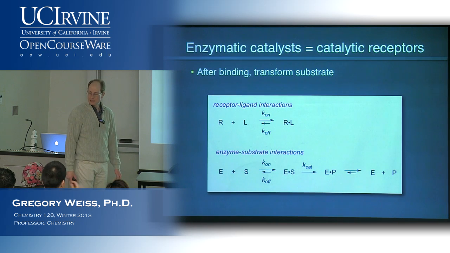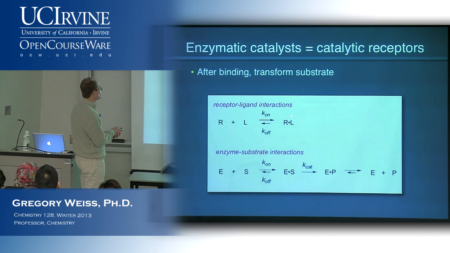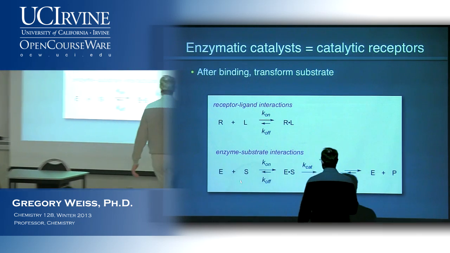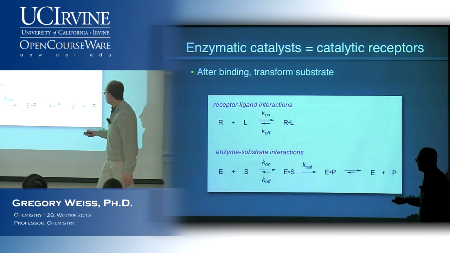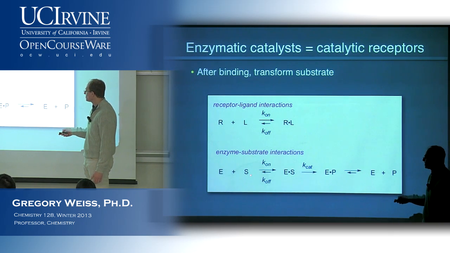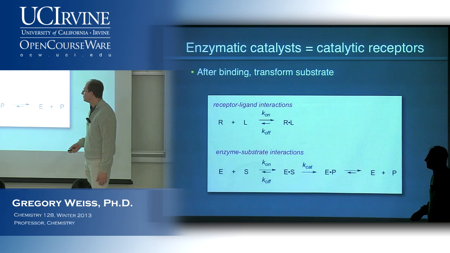So where we left off, again, is this idea that receptor-ligand interactions are governed by some binding. In the case of enzymes, the substrate binds, and then some catalysis takes place to convert the substrate into a product. S stands for substrate, or starting material, and that gives us P, which is the product, and then the product has to dissociate.